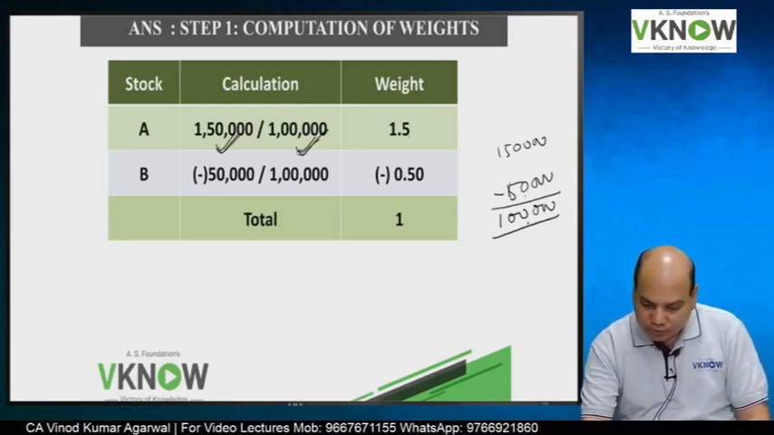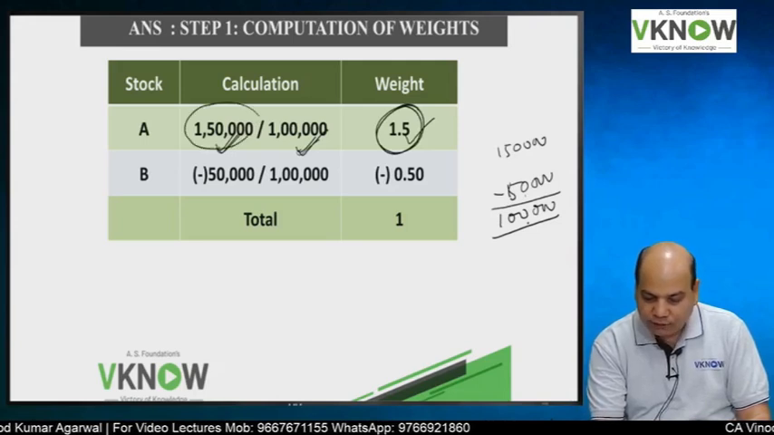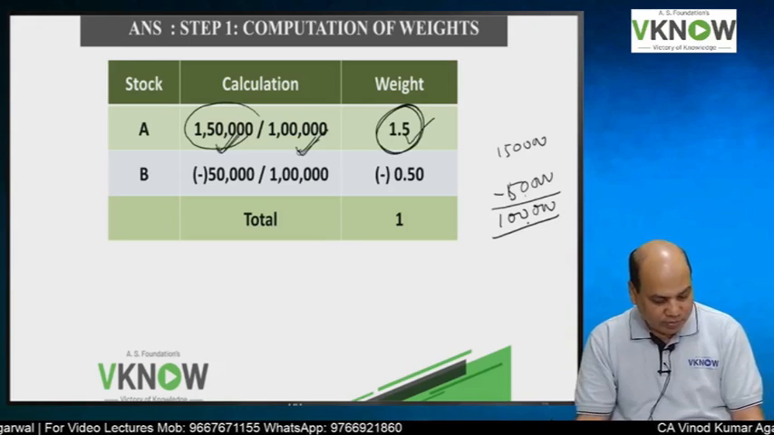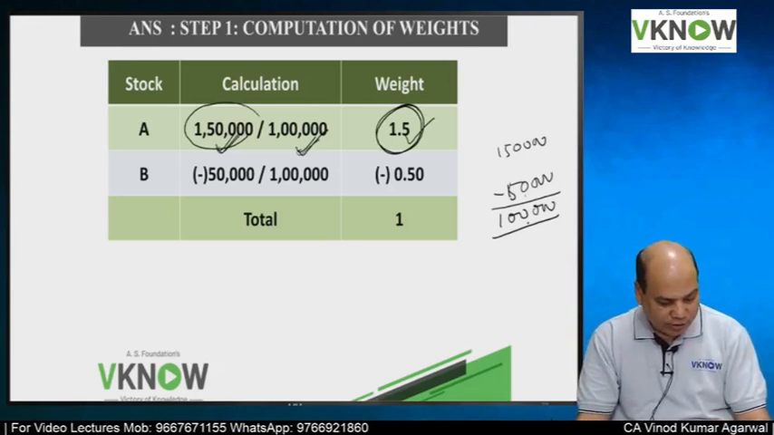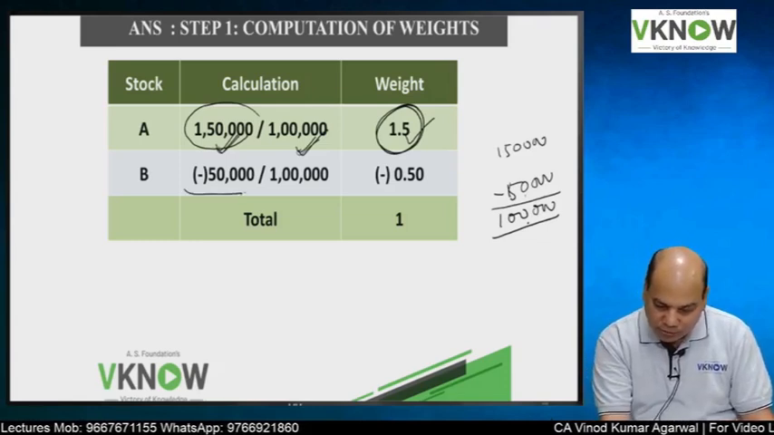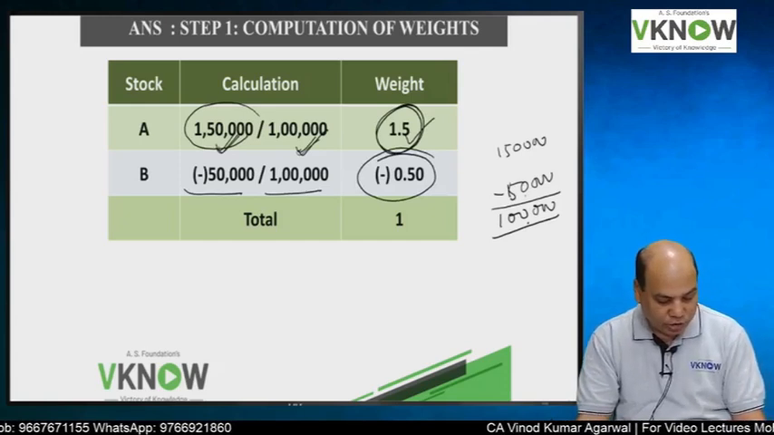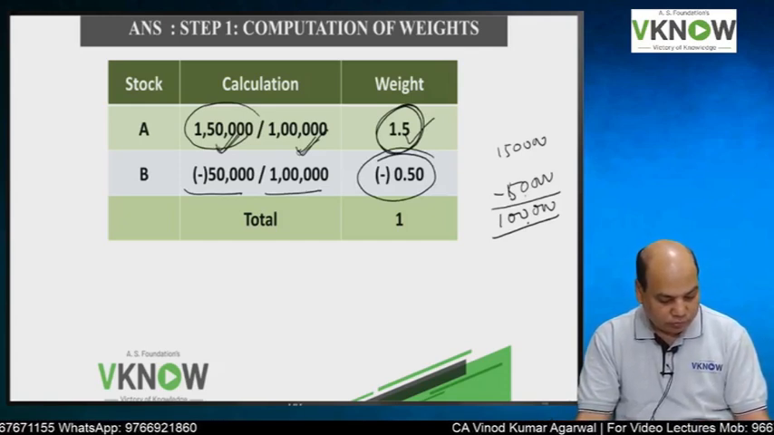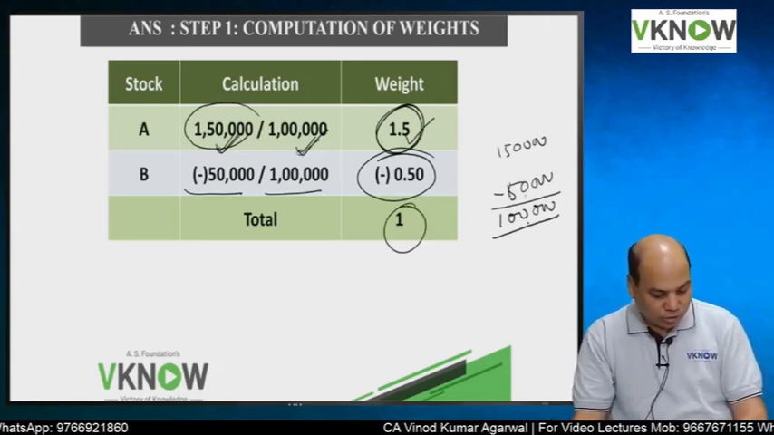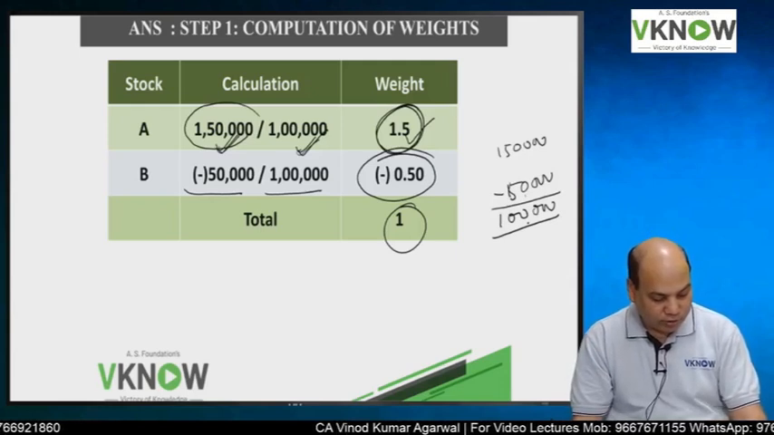Now write down weight 1.5. This is very important. What mistake students do? They write 1,50,000 divided by 1,50,000. So they write 1, but that is not right. Is it right? Now write down next point, minus 50,000 divided by 1 lakh. This weight will be negative because it is short. So the total should always be 1.